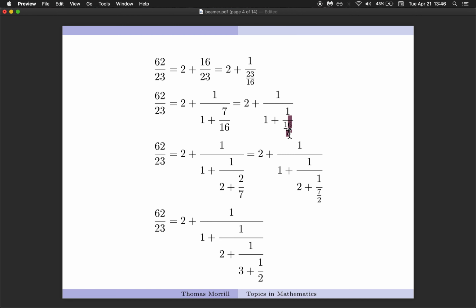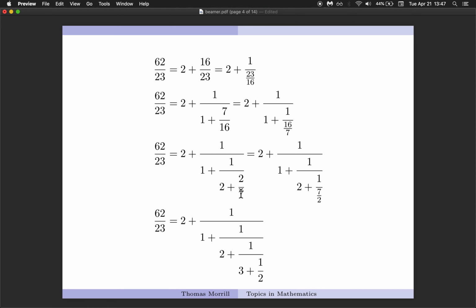How many times does 7 go into 16? It goes into 16 twice with a remainder of 2. So this fraction is really 1 divided by 2 plus 2 sevenths, which is now looking, again, closer to what a continued fraction is supposed to be. But 2 sevenths has a numerator of 2, not 1. I'll need to do this trick again.